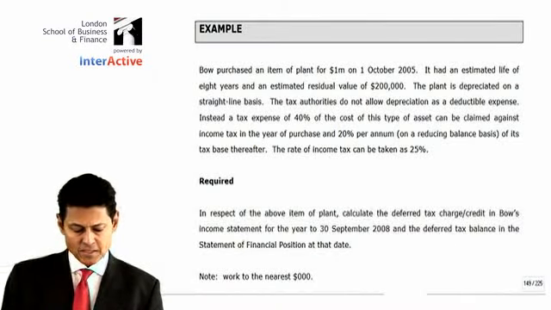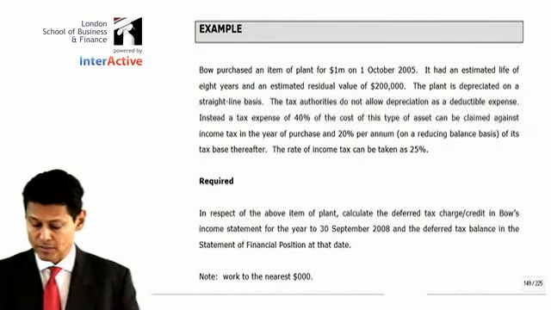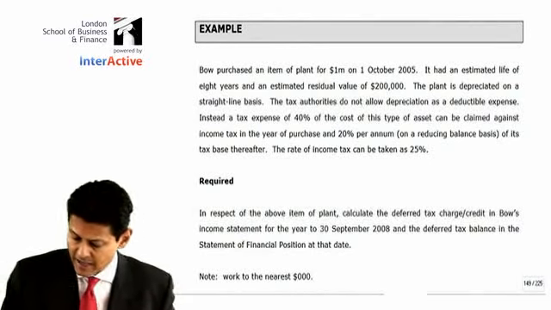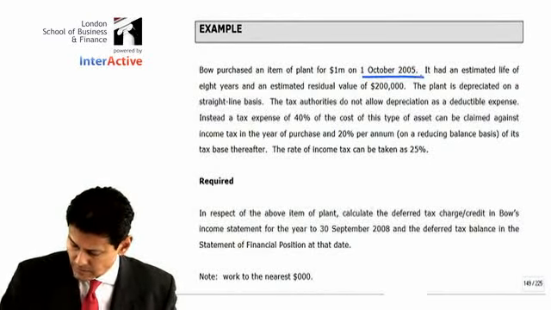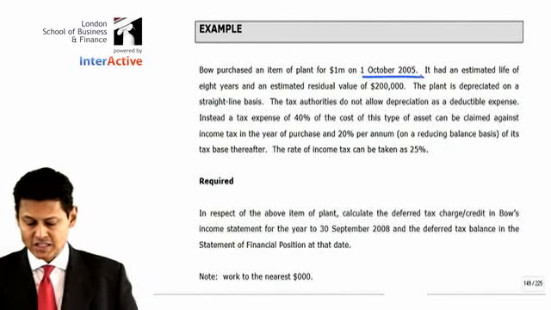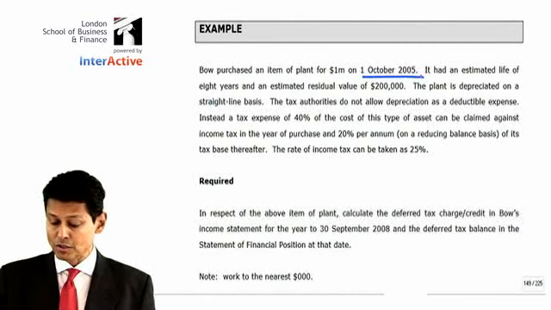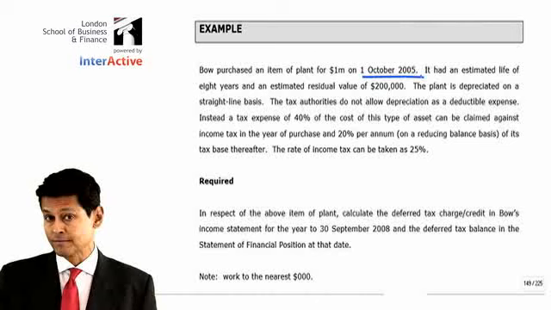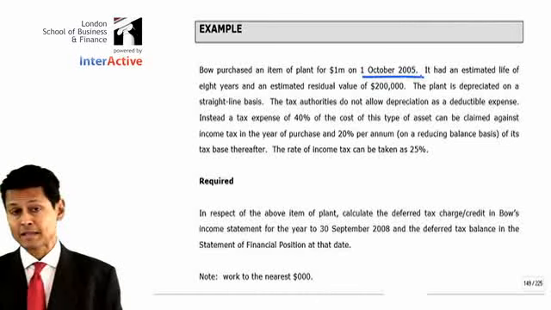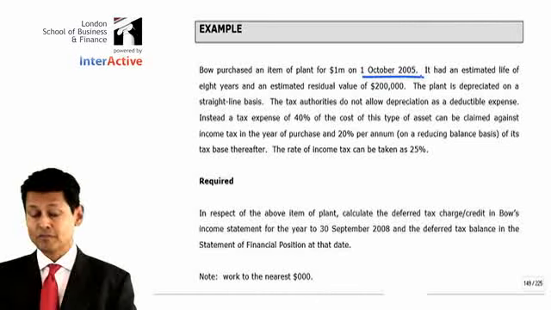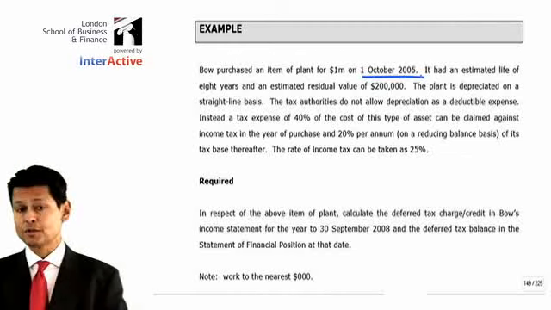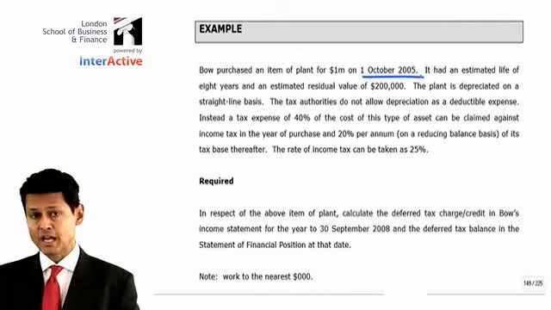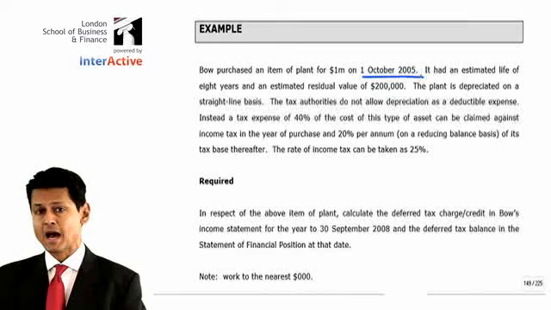Bow purchased an item of plant for $1 million on the 1st of October 2005. Please underline that date with me. It had an estimated life of 8 years and an estimated residual value, scrap value of $200,000. Now, going back to our time together on IAS 16 a few sessions ago, can I challenge you here and now to work out the depreciation? Stop the tape now. Give me a figure for depreciation kindly.